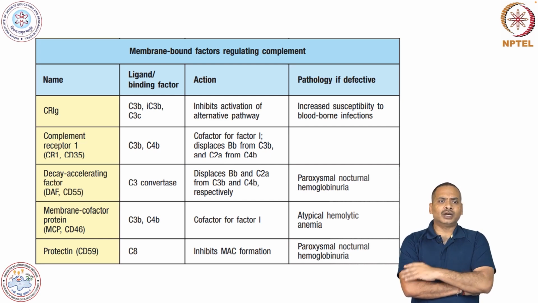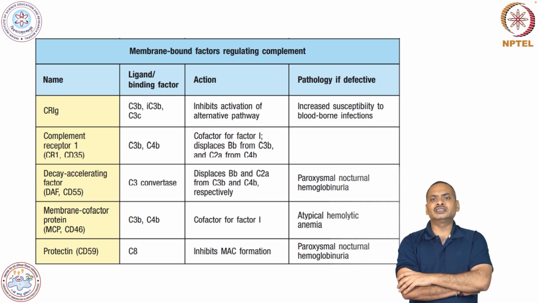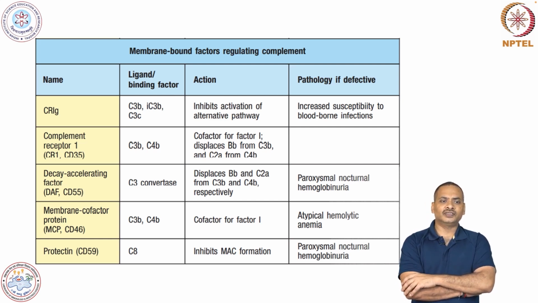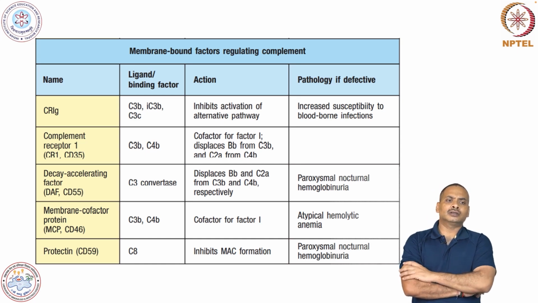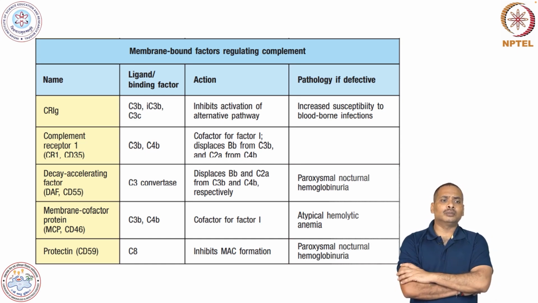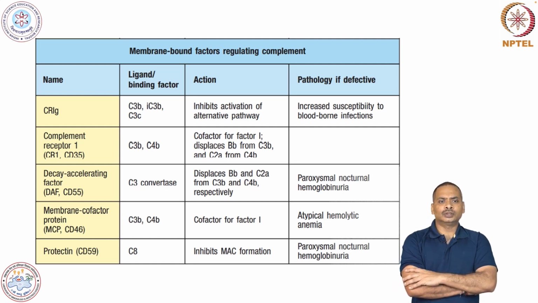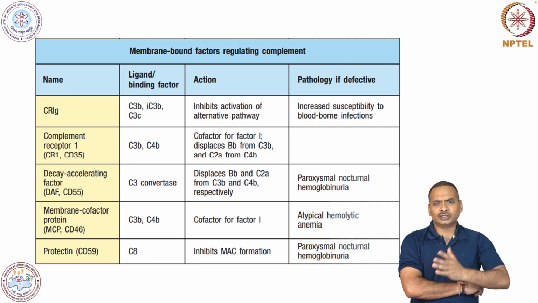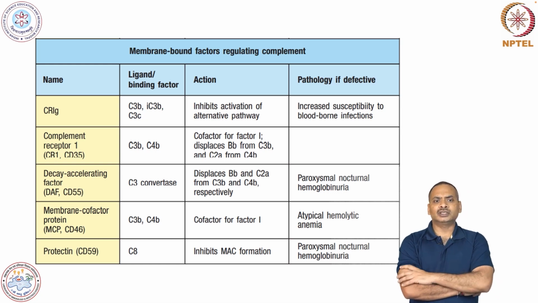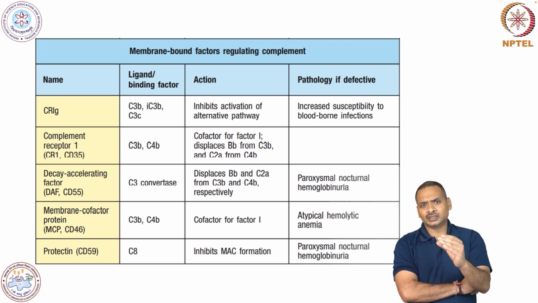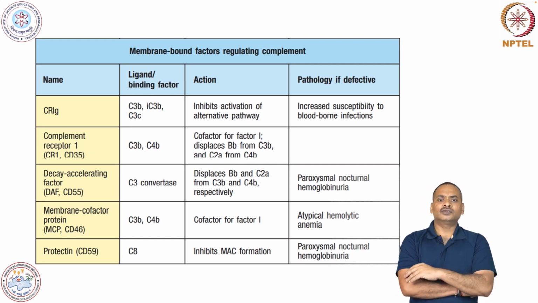So, if there is some problem in CRIg, then it will increase the susceptibility to blood-borne infection. Another is complement receptor 1, also known as CD35, which is a receptor for C3b and C4b. This is a cofactor for factor I, and it displaces Bb, the factor B larger fragment, from C3b.